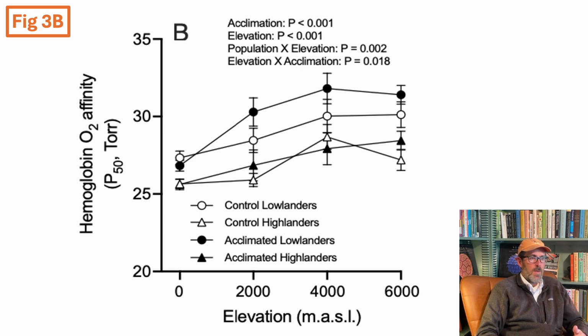P50 we'd expect to be lower for highland adapted mice, and we see that at 2,000 meters, well actually from 2,000, all the different elevations, the highland mice, whether they're control or acclimated, had lower P50 compared to the lowlanders, which are the circles. That's true at every elevation, and it's statistically significant. So P50 was lower in high elevation mice.